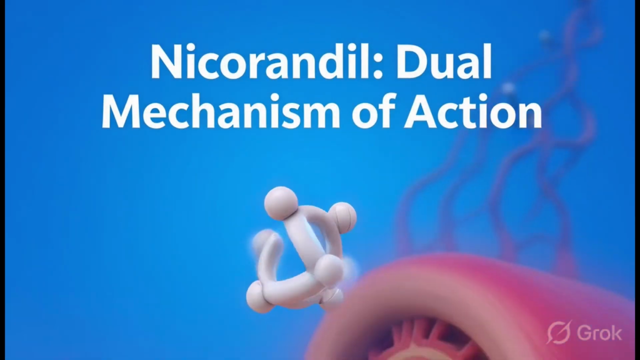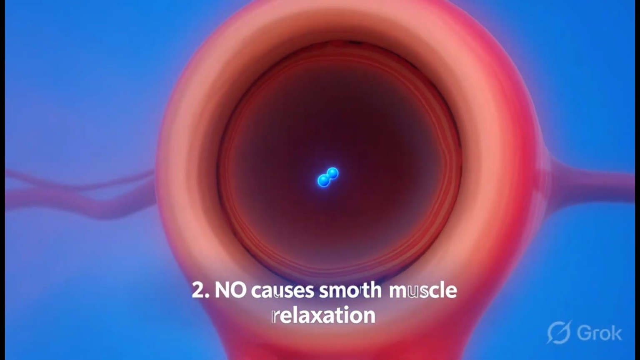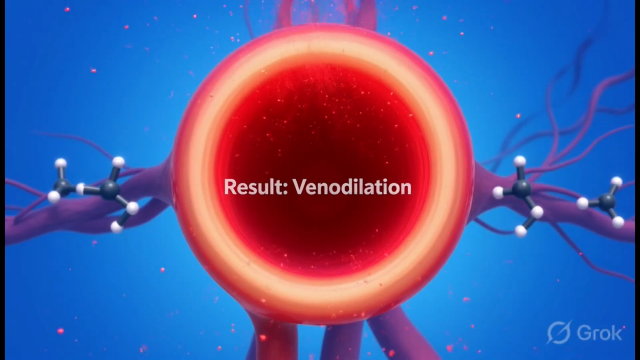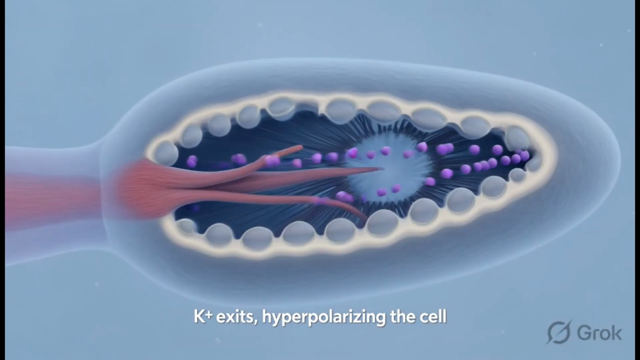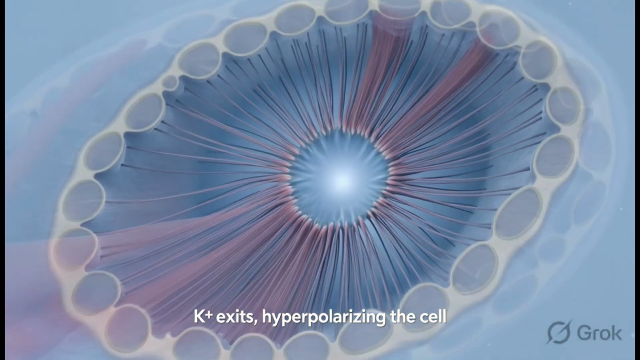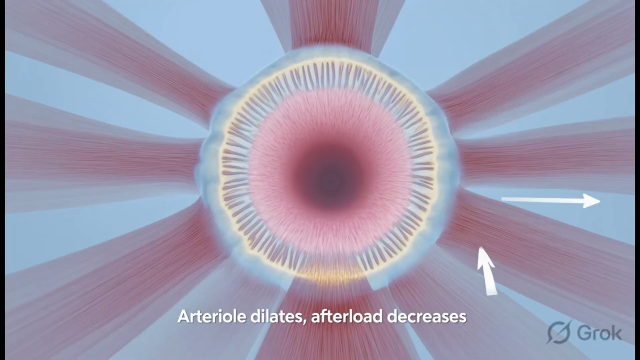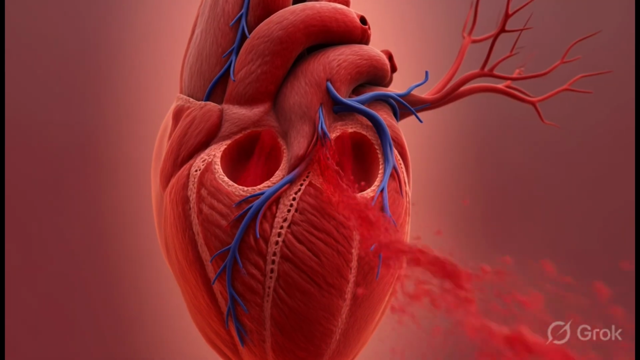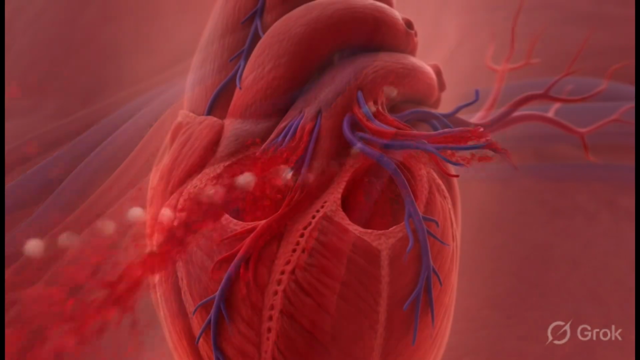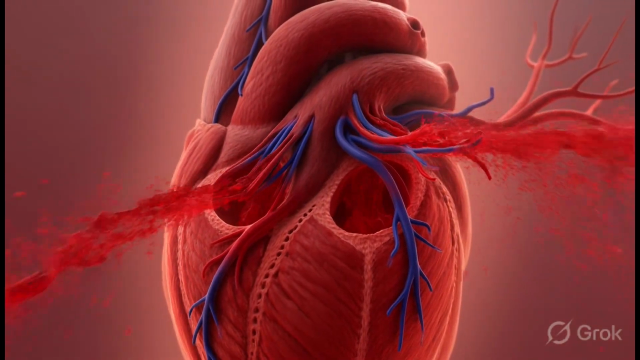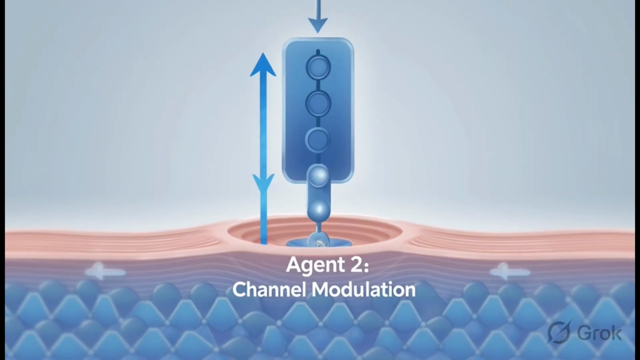Nicorandil has a dual mechanism. First, a nitrate-like component that releases nitric oxide, causing venodilation. Second, it opens ATP-sensitive potassium channels, hyperpolarizing vascular smooth muscle and dilating arterioles, reducing afterload. It also mimics ischemic preconditioning, giving it a cardioprotective effect beyond simple vasodilation. The fifth class covers newer agents, each working through a distinct mechanism.